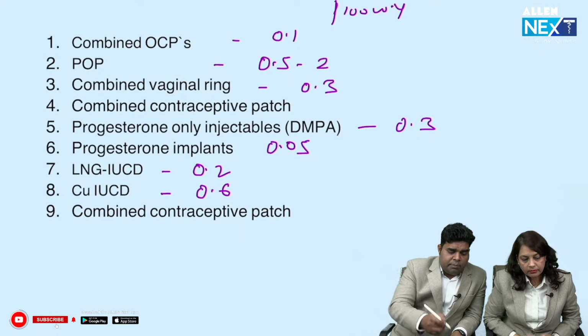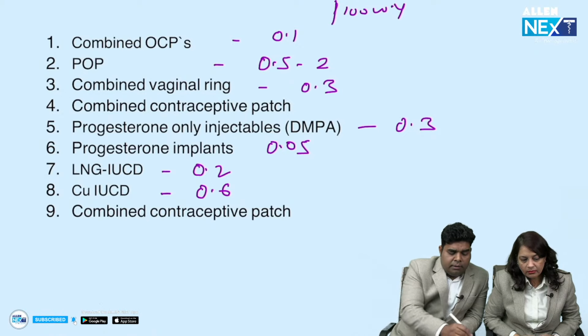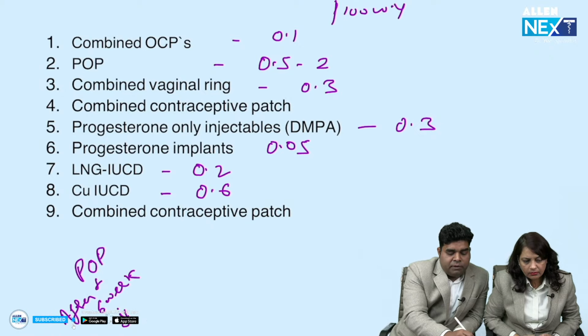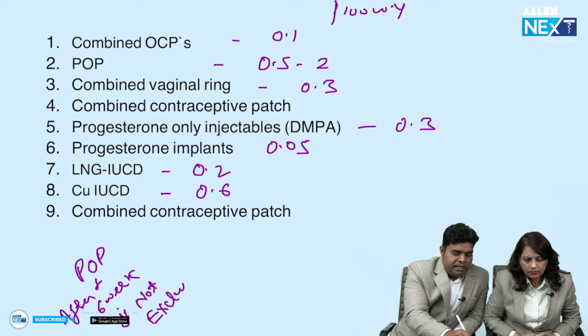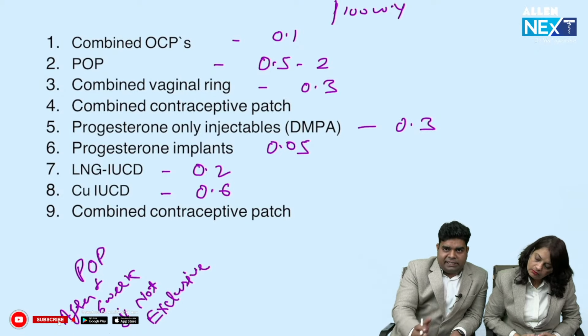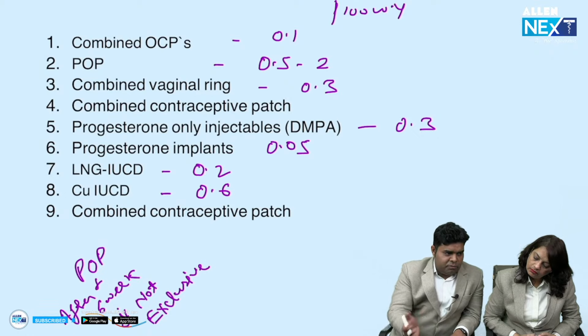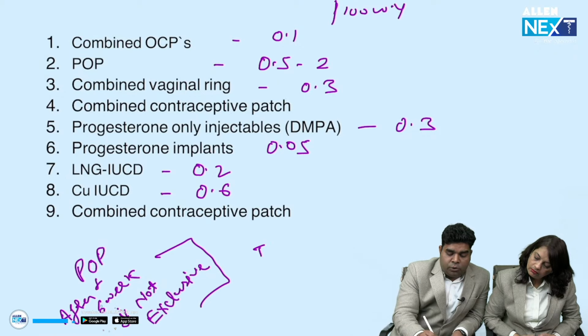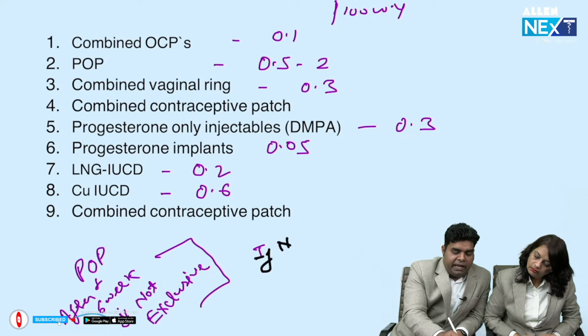One more thing is that progesterone only pill is something which we can give after 6 weeks, if the breastfeeding is not exclusive. Till 6 weeks, of course, no chance of pregnancy, so not needed. If the mother is not exclusively breastfeeding, then we can start it after 6 weeks.